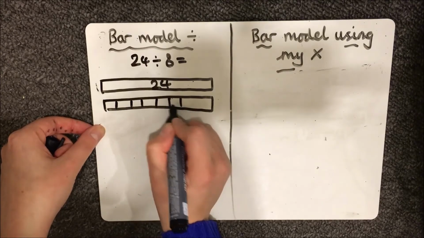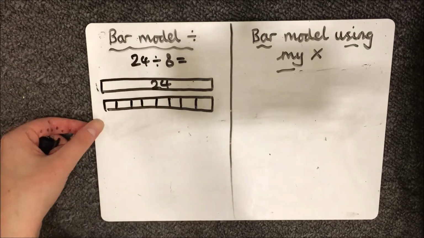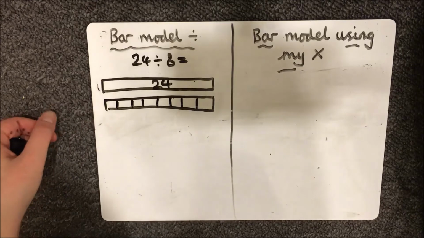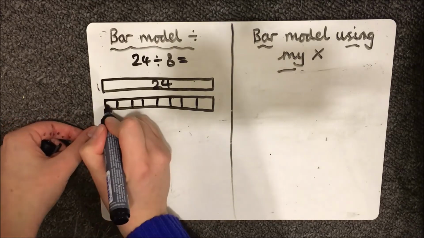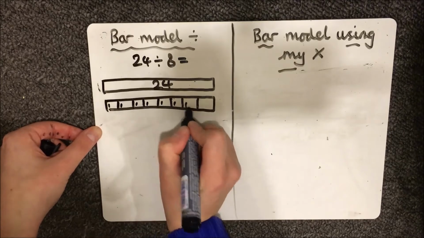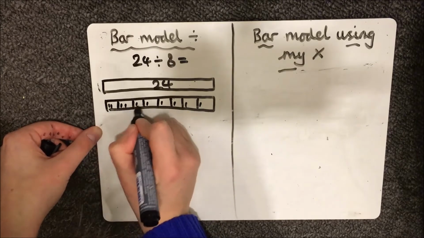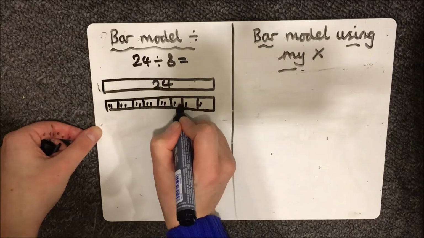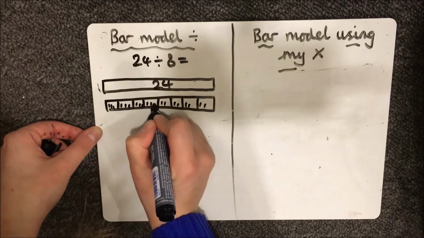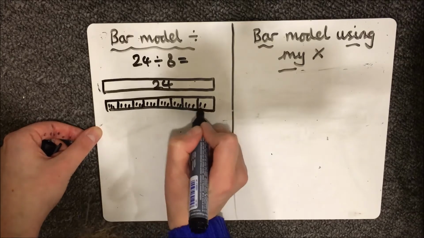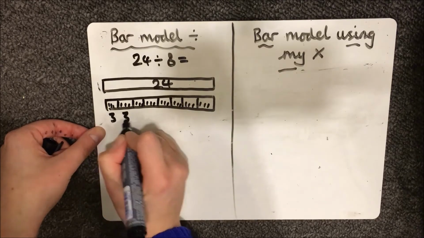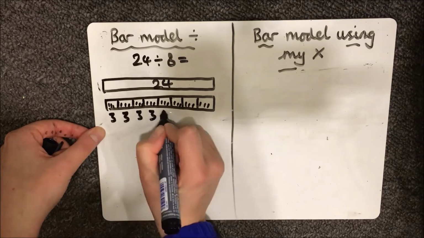Check that they should be almost the same size, because they should have the same number in each one. 1, 2, 3, 4, 5, 6, 7, 8. They're my 8 bags, okay? Let's count. 1, 2, 3, 4, 5, 6, 7, 8, 9, 10, 11, 12, 13, 14, 15, 16, 17, 18, 19, 20, 21, 22, 23, 24. And I've got 3 in every single one.